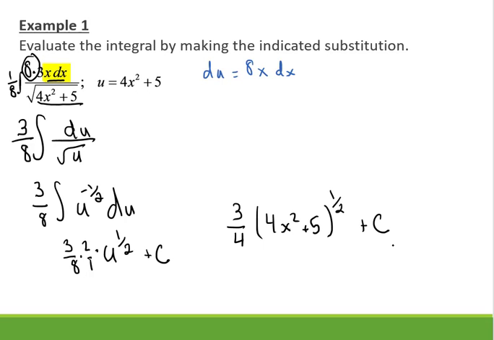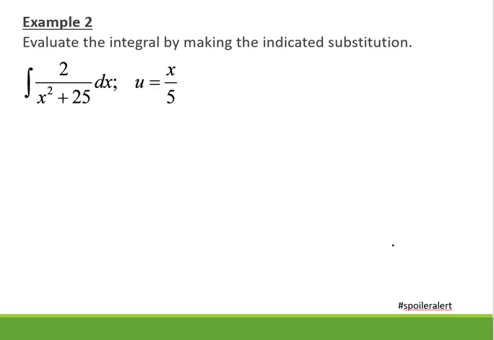Okay, this one is kind of a fun substitution. Okay, so we're making the indicated substitution. U equals x over 5. So du is going to be 1/5 dx. Now it's not completely clear why they're making us do this, u equals x over 5. But I know if I multiply both sides by 5, 5u is going to equal x. So let's watch this manipulation.